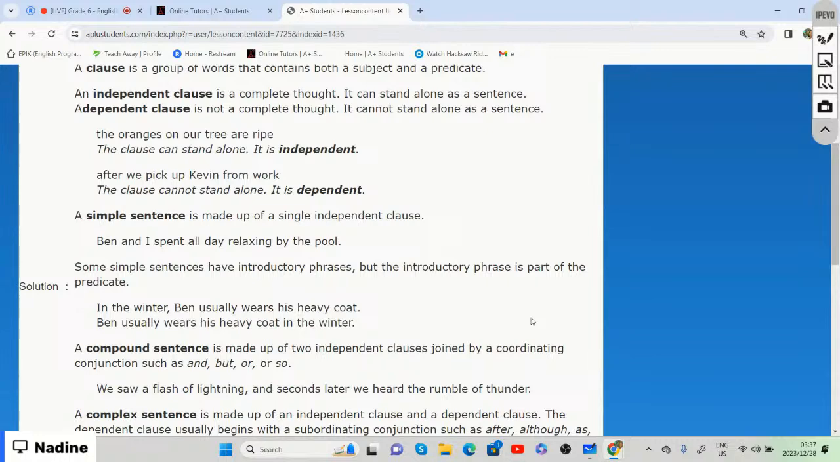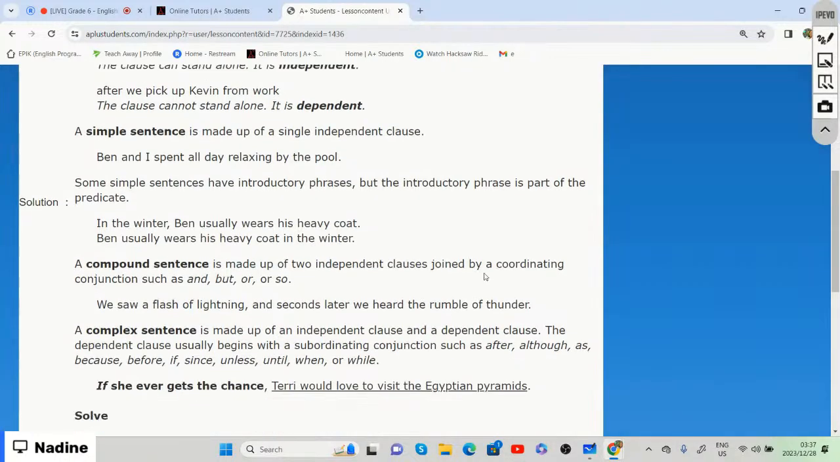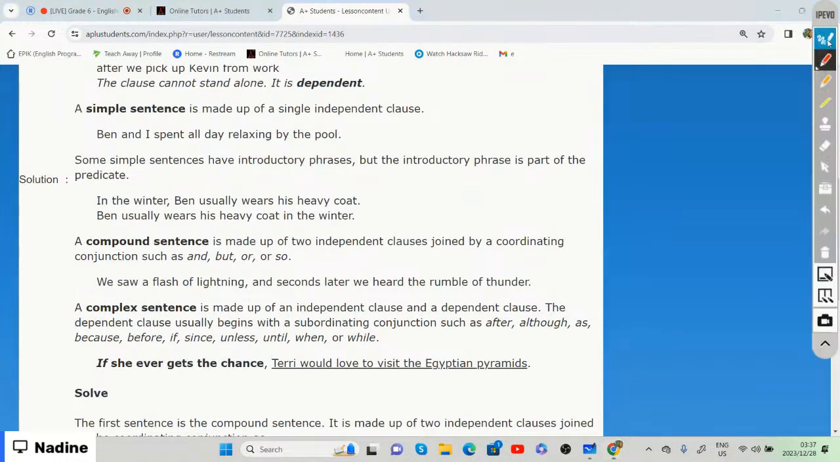All right, so now a simple sentence, right? A simple sentence is made up of a single independent clause, right? Remember we said an independent clause expresses a complete thought and it can stand on its own. So a simple sentence is made up of a single independent clause, only one. For example, "Ben and I," which is our subject, "spent all day relaxing by the pool." So within that sentence, we have a subject as well as our verb, which we can identify, our predicate, right?